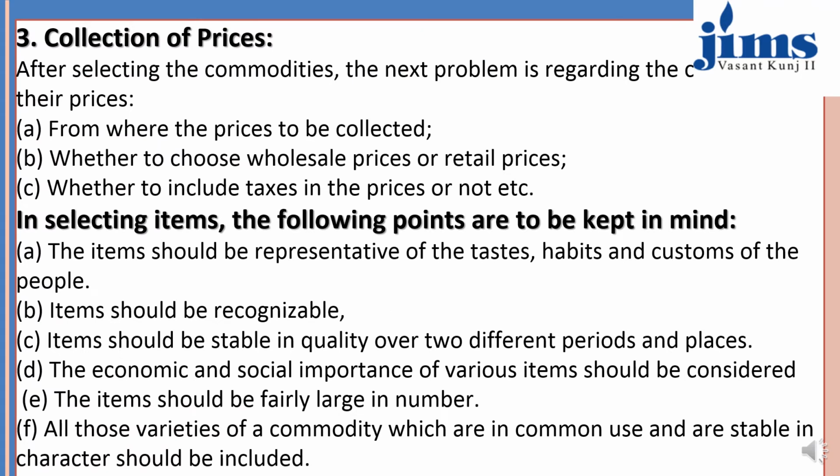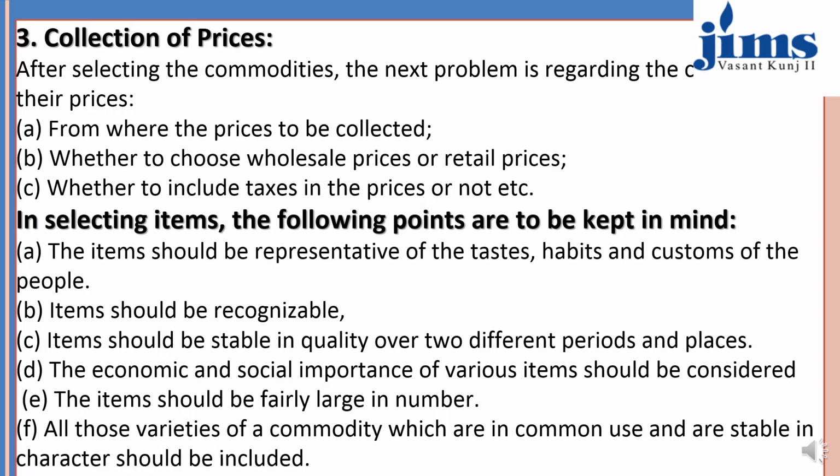Next is the prices. Prices of the commodity vary from place to place. Therefore, you should be very sure when you collect the prices, it is a very important point. Whether we have to choose the wholesaler or retailer, or whether we should include taxes, because taxes are state-wise. It varies from state to state, and country to country. That is also a very important issue.